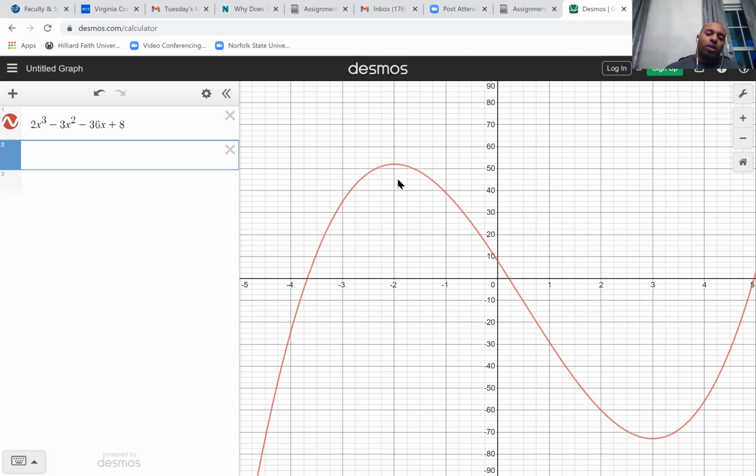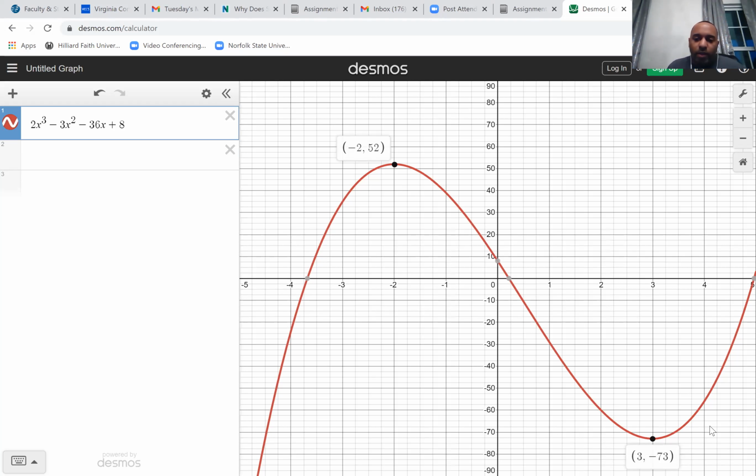All right, so if you're talking about relative max and relative min, right here would be our relative max because it's the highest point within this interval that we have from -5 to 5. Yeah. So we're talking about -252. Okay. And then our relative minimum is right down here at 3, -73. So we would write it like an interval like that? Let me see how they want the answer.